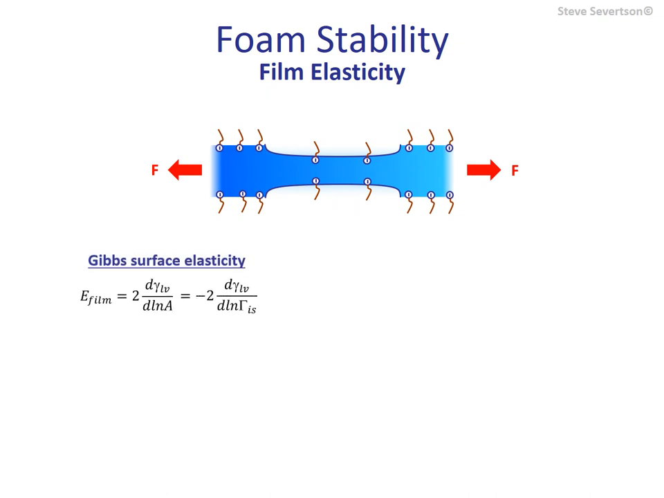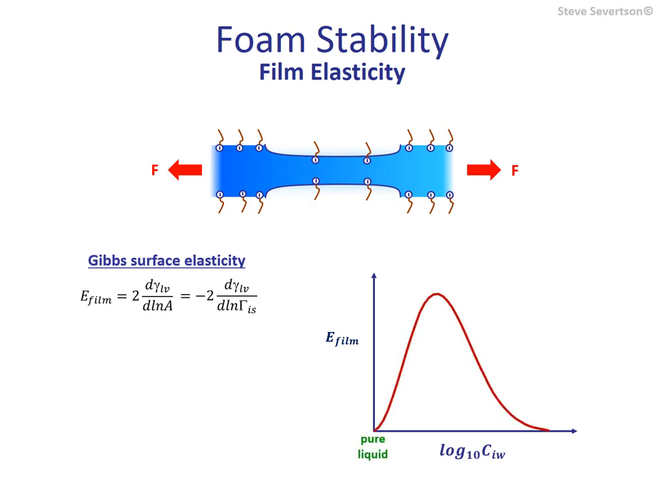Here it is given in terms of both surface area and the surfactant surface excess concentration. The quantity is dependent on the extent to which surface tension changes with small increases in the fractional surface area or decreases in the fractional surfactant surface excess concentration. The schematic shows a relationship between Gibbs surface elasticity and the logarithm of the bulk surfactant concentration. At extreme concentration, both low and high, surface elasticity is near zero because film expansion here results in little or no change in the surfactant surface excess concentration. Between these concentrations, the curve passes through a maximum just before its critical micelle concentration.